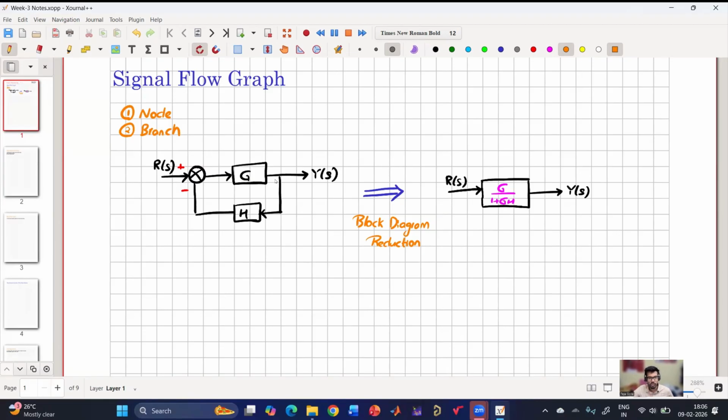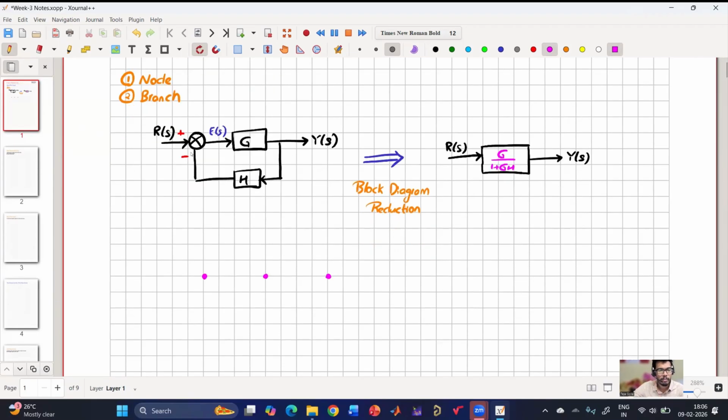In the signal flow graph, all these lines are signals, and each signal becomes a node. A node is just a point. For example, this is the error signal E of S. So R of S is one point, E of S is another point, and Y of S is another point. I'll use a different color so we can make out what a node is.